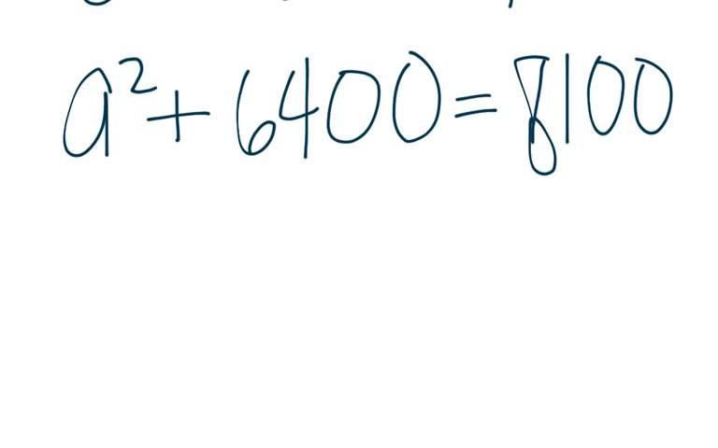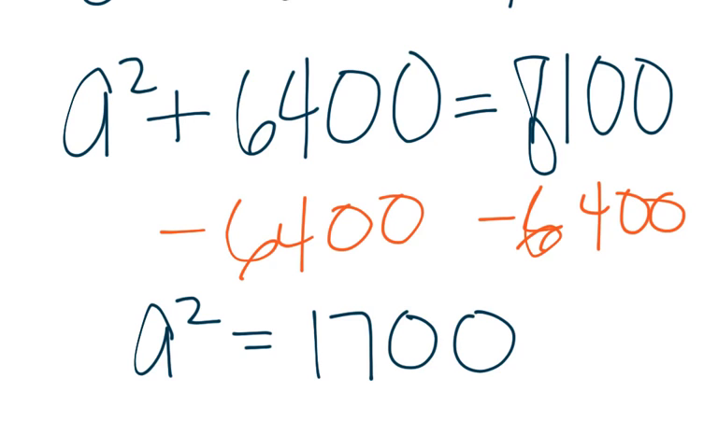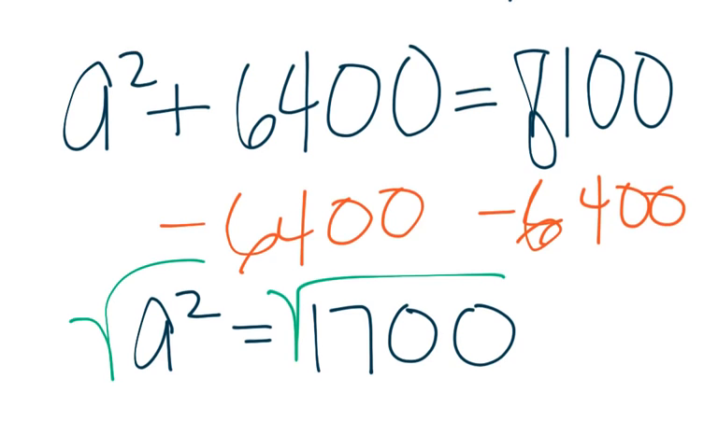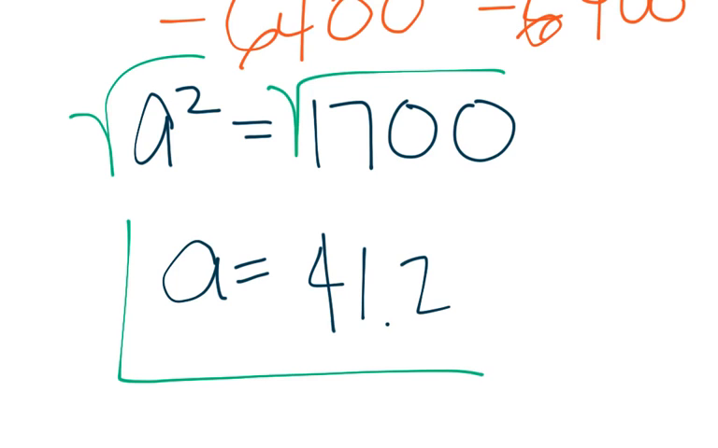Okay, so now we are going to subtract 6400 from both sides because we want to get the a squared by itself. So we have a squared equals 8100 minus 6400, which is 1700. And we are going to find the square root of both sides. So a equals 41.23. Okay, because in the directions it says to round to the nearest tenth, in that case we just want to do 41.2, because a tenth is just one number after the decimal.